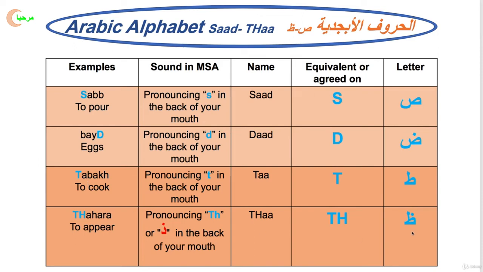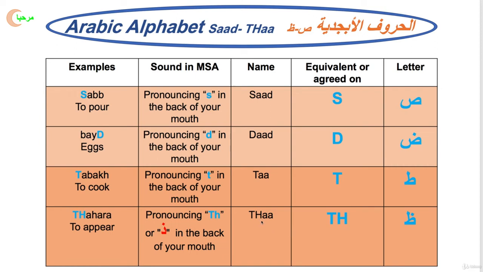The next one here has the same shape as the previous one, as the ta, but it has one dot above. And we are going to represent it as capital T and capital H, because we already used small t, small h for th as in three, and then capital T and small h for the letter dhal, as in that.